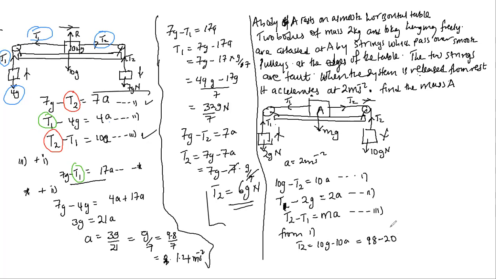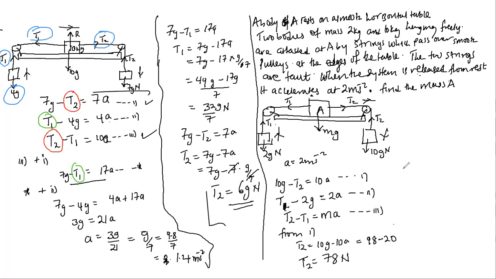98 minus 20 comes from 9.8 times 10, which gives us 98. Then 10 times 2 gives you 20. So 98 minus 20, you get 78. So ideally, you get T2 is equal to 78 newtons.